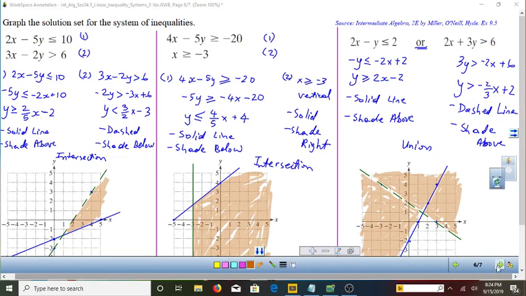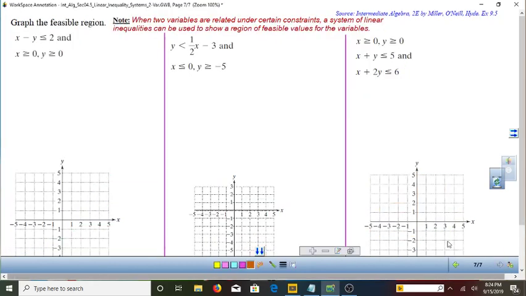It works for both. Last 3 questions, it says graph the feasible region. And the feasible region is simply a region, well, let me read it from the graph here. When two variables are related under certain constraints, a system of linear inequalities can be used to show a region of feasible values of the variable. So a feasible region are points that represent where the possible solutions to a system could be, possible answers that satisfy the conditions that are given. And the conditions that are given here are simply represented by inequalities.